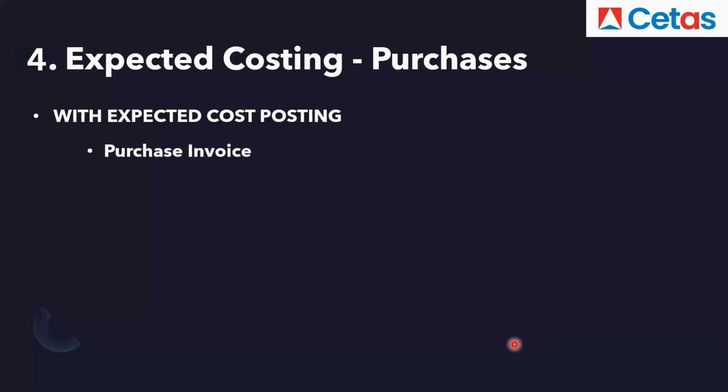When the vendor invoice arrives, Business Central does two things. First, it will reverse the temporary entries. Second, it posts new entries with actual cost. So, a total of 3 entries occur.